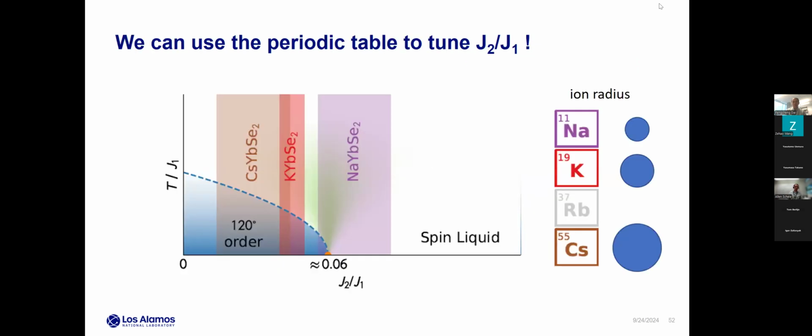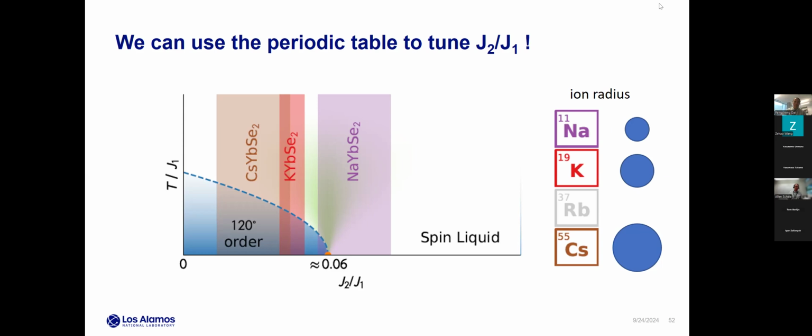Next slide, please. And so if we plot all these values on the same axis, where the x-axis is J2/J1, and the width of these bars is the J2/J1 value and their uncertainty, you can see a trend with the periodic table. As the ion radius shrinks, as you go up the periodic table, the J2 value seems to increase. Now, you may look at this and say, well, look at this. Doesn't it look like the sodium compound is within the spin liquid phase?